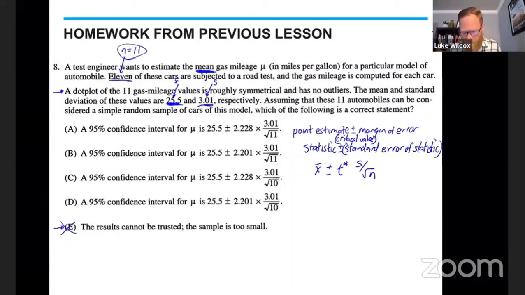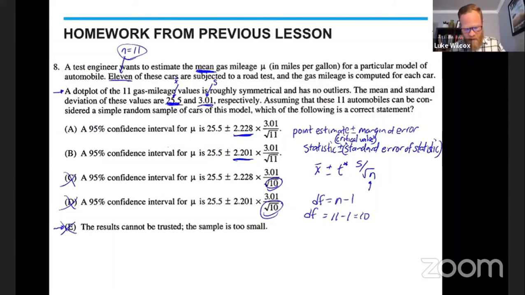Now, as I look at the four other answer choices, right away, I'm noticing that underneath the square root, I see 11s and I see 10s. And I know that it's supposed to be my sample size, which we know is 11. So this right here is incorrect. So I'm going to get rid of answer choices C and D, and I'm left with just answer choices A and B. And I notice the only difference between those two is this t star critical value. And here's the deal with the critical value. In order to calculate the critical value, we have to know the degrees of freedom, which is given by n minus 1. So for us, the degrees of freedom for this problem is 10.